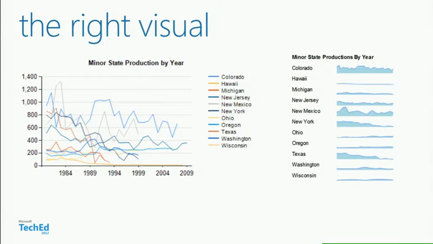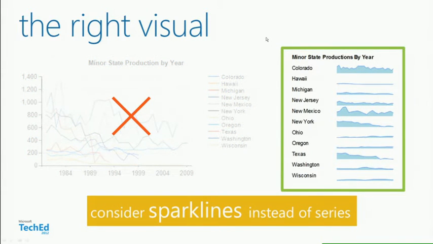If the point was to show the trend for each of these states, then maybe a table or a list with a sparkline would have been a better choice. You can see it's much easier to read on the right here. So when you're showing just trends or patterns for different groups, consider using a bunch of sparklines instead of a big chart.